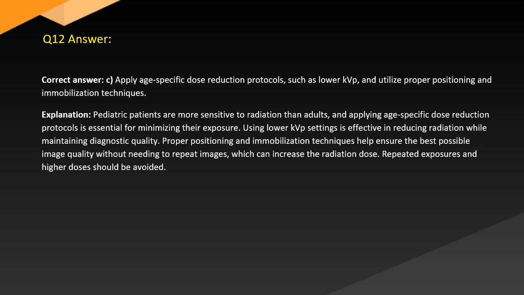Answer. Correct answer. C. Apply age-specific dose reduction protocols, such as lower kVp, and utilize proper positioning and immobilization techniques. Explanation. Pediatric patients are more sensitive to radiation than adults, and applying age-specific dose reduction protocols is essential for minimizing their exposure. Using lower kVp settings is effective in reducing radiation while maintaining diagnostic quality.